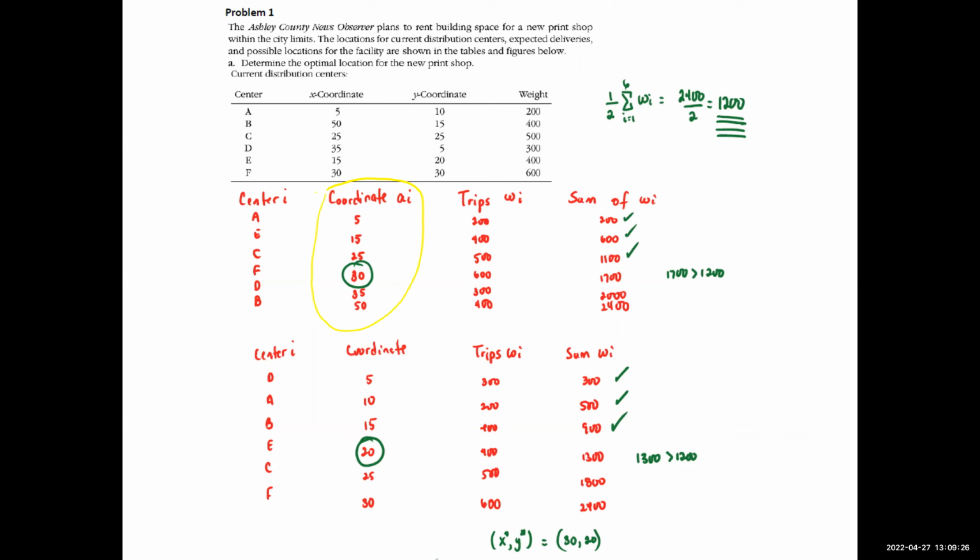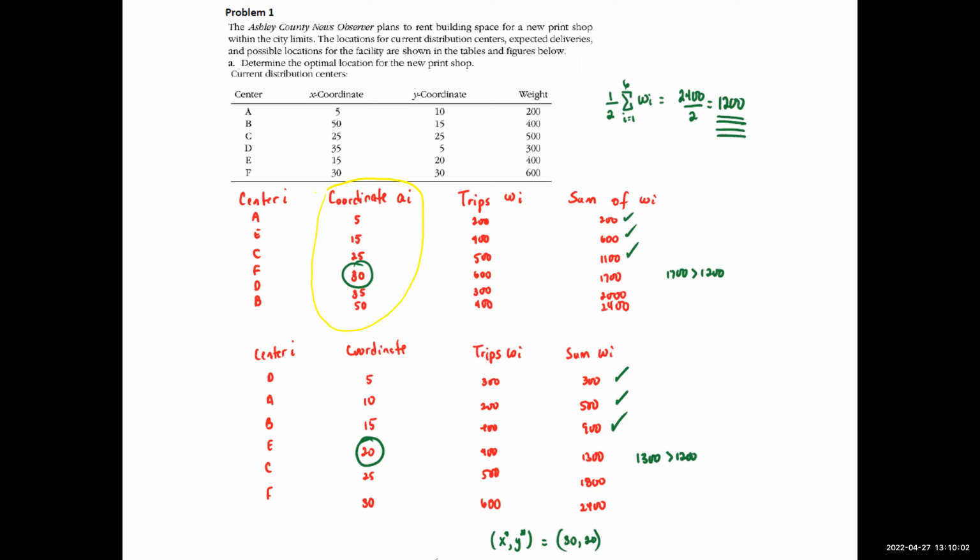And we repeat the process with Y. Now using the Y coordinate, we sort the centers in increasing order. We also sort the WIs based on the coordinate. Then we do the summation one more time. 300 plus 200, 500. 500 plus 400, 900. 900 plus 400, 1300. 1300 plus 500, 1800. 1800 plus 600, 2400. So now we have the information that we need.